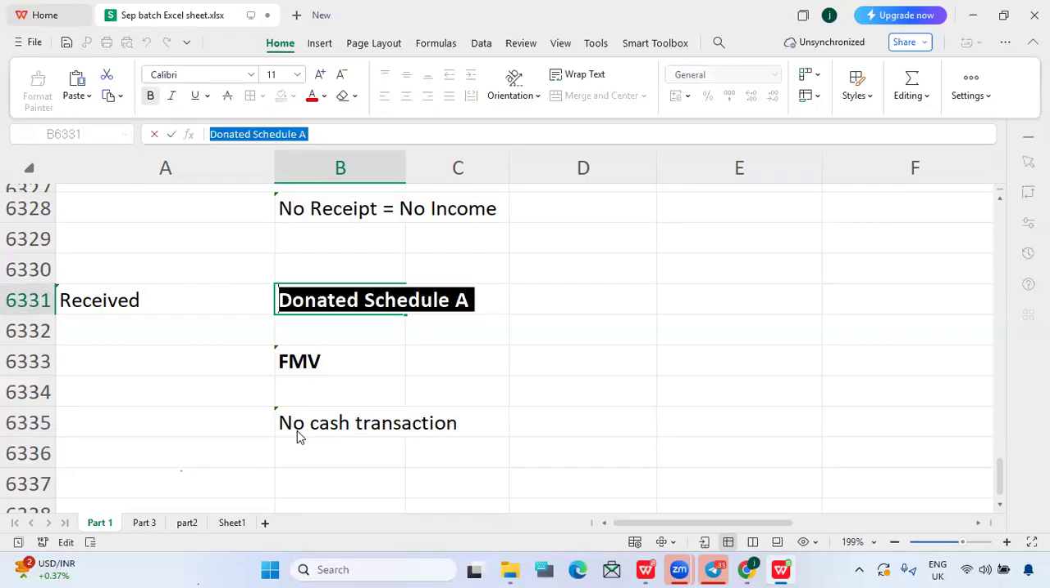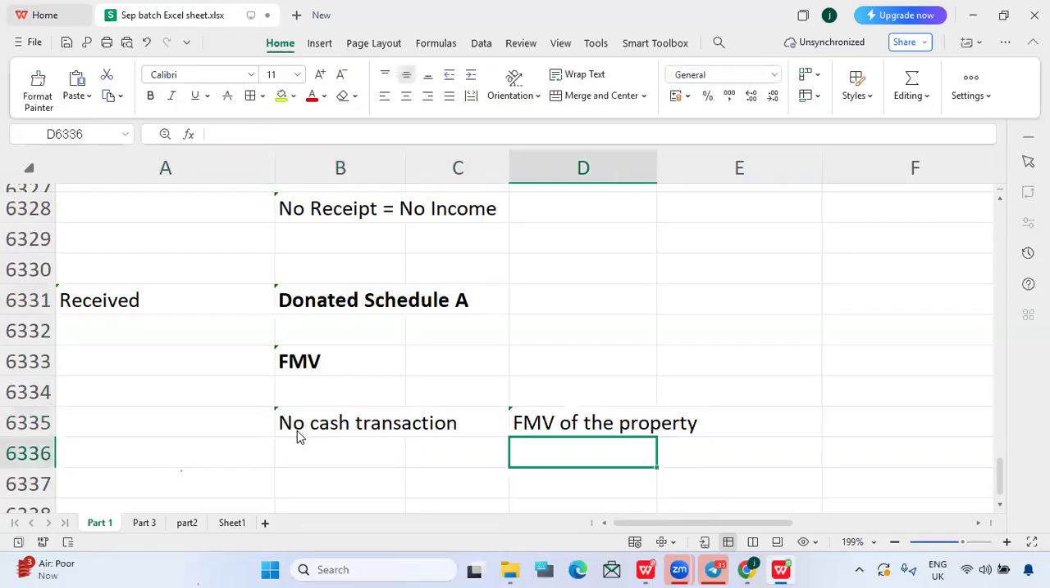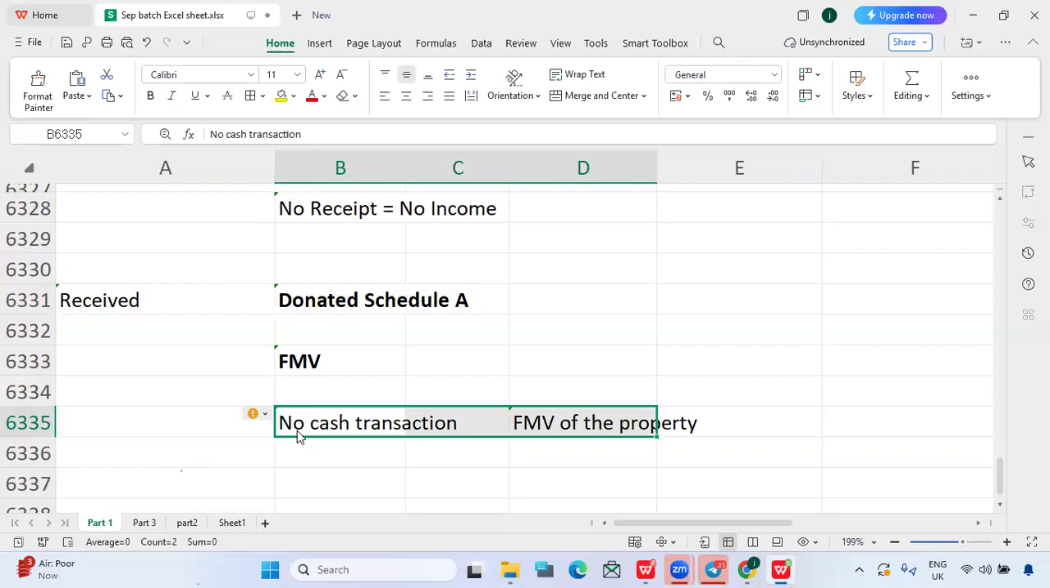Donation, basically we have a 60% limit and a 50% limit. If it is non-cash, then it is a 50% limit, and if it is cash, then it is a 60% limit up to AGI. For non-cash transactions, basically we have to see the fair market value of the property.